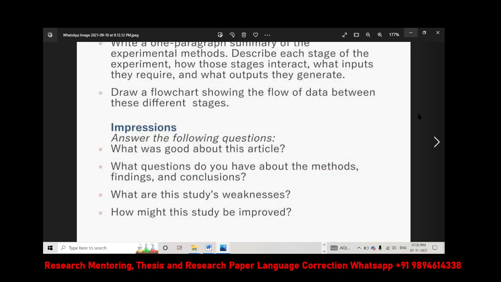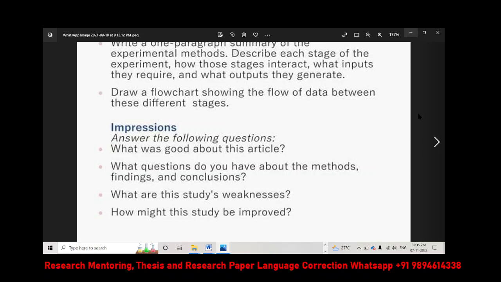What questions do you have about the methods, findings and conclusions? If you have got any questions after reading this paper or research article, you have to note them down. What are this particular study's weaknesses? Definitely in any research, there will be options for further work. So you have to go through that. Here, I won't say it's a weakness, probably an area of improvement you can consider. Based on that, you can fix your next research problem so that you can work on it in the next research paper for your research study.